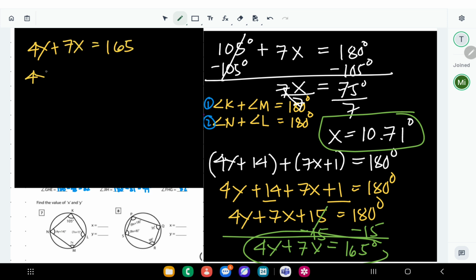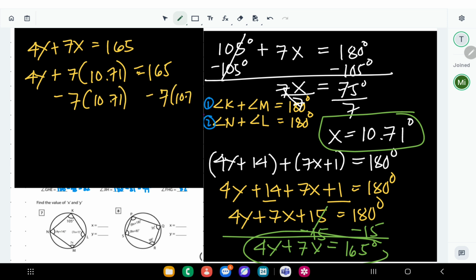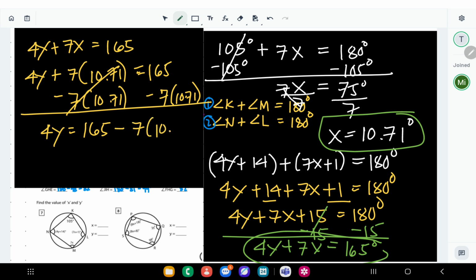What is the value of x again? Yeah, 10.71 equals 165. Then we subtract both sides by 7 times 10.71. Okay. Then we can solve for the value of y. 4y is equal to 165 minus 7 times 10.71. So what is 7 times 10.71?